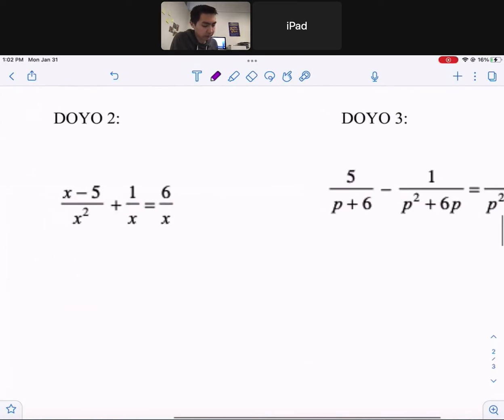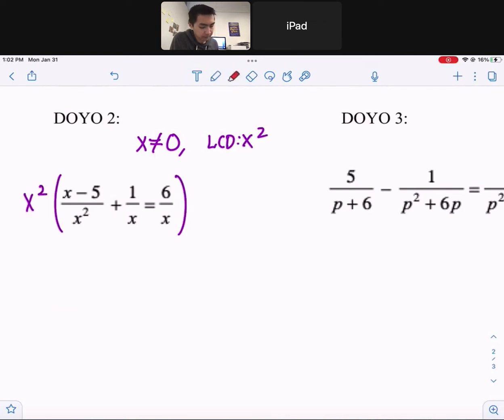This one right here, so x cannot be 0 because then it'll be undefined. And our LCD, you guys, is x to the second. So we're going to multiply both sides by x to the second. So this times this, you guys, these will cancel. So we're just left with x minus 5. This times this, you guys, only one x will cancel from top and bottom, so we'll still have one x on top. So x times 1 is just an x.